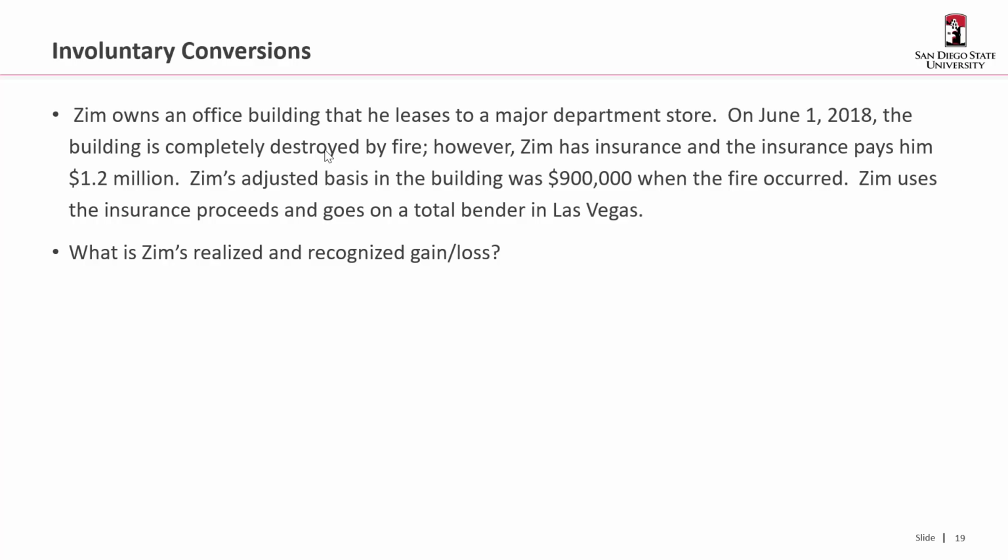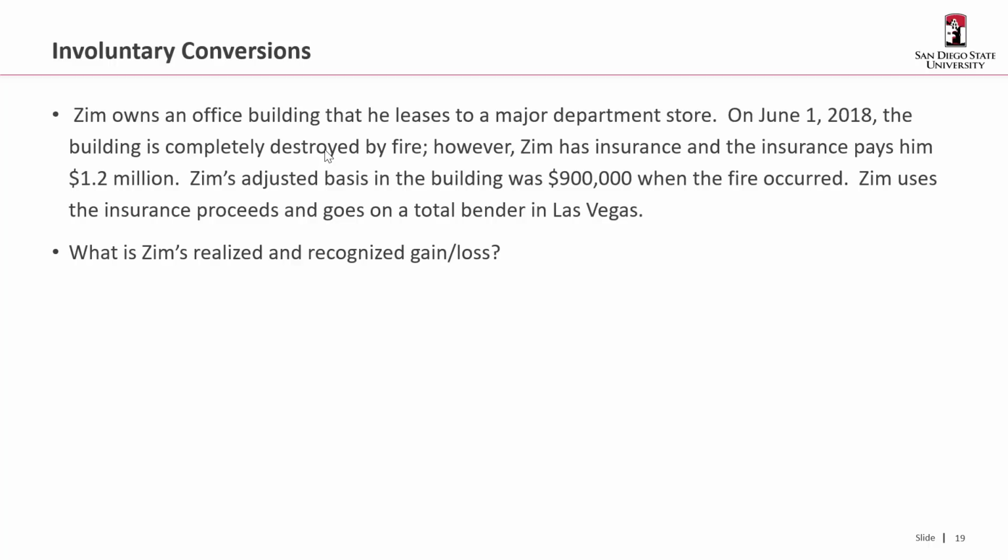Okay. So let's change gears and talk about involuntary conversions. So Zim owns an office building that he leases to a major department store. June 1st of 2018, the building is completely destroyed by fire. However, Zim has insurance, and the insurance pays him $1.2 million. Zim's adjusted basis in the building was $900,000 when the fire occurred.